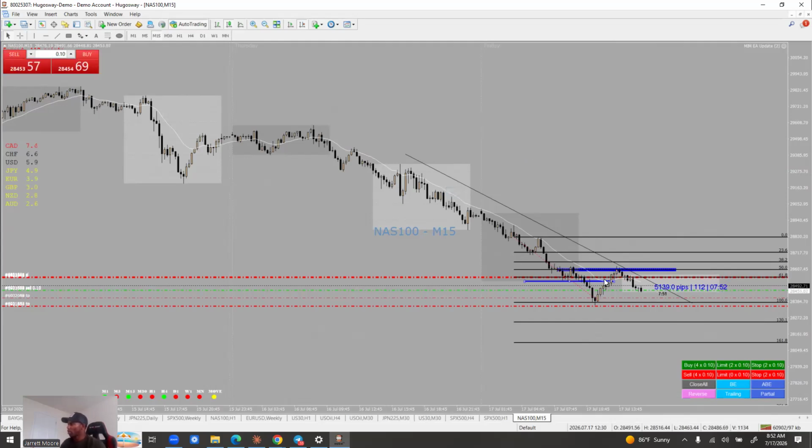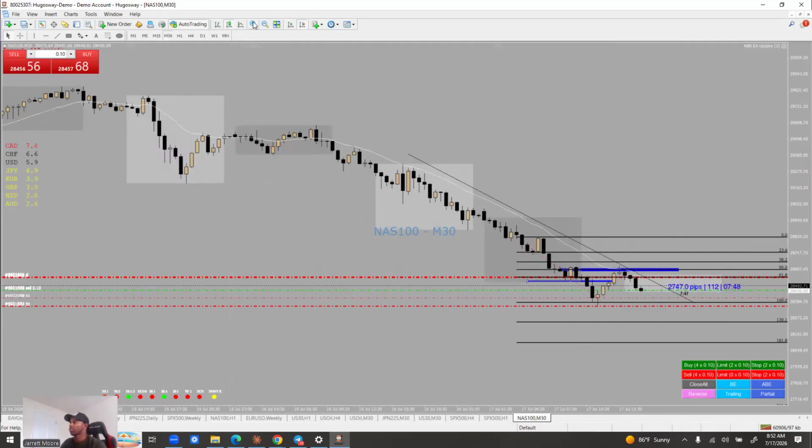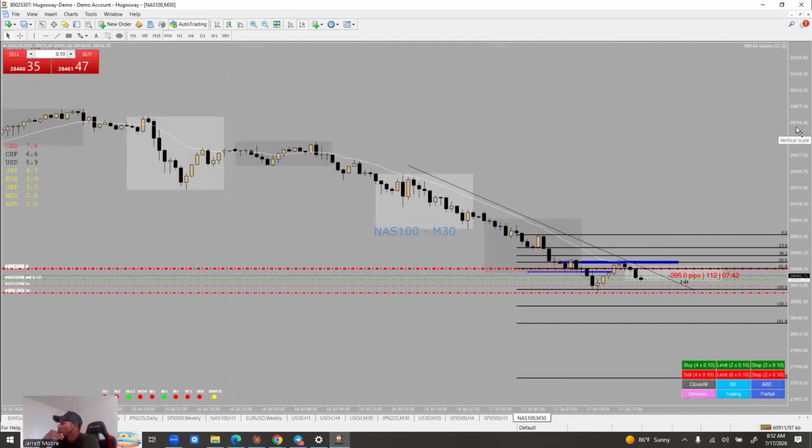You can see the imbalance in this price action. I think there's tons of bullish candles. I may move some of these down. Take two positions in that area as well.